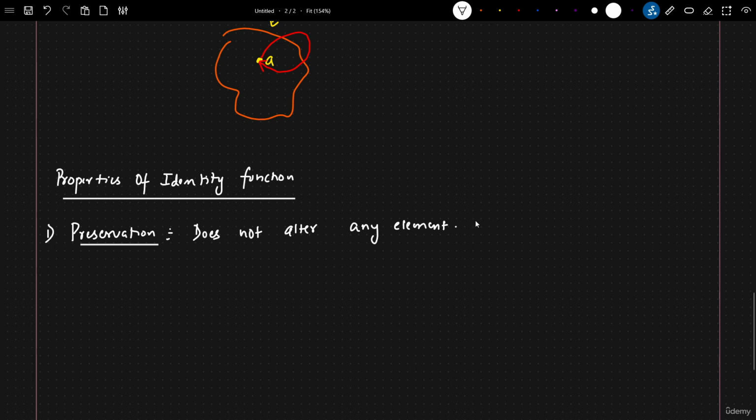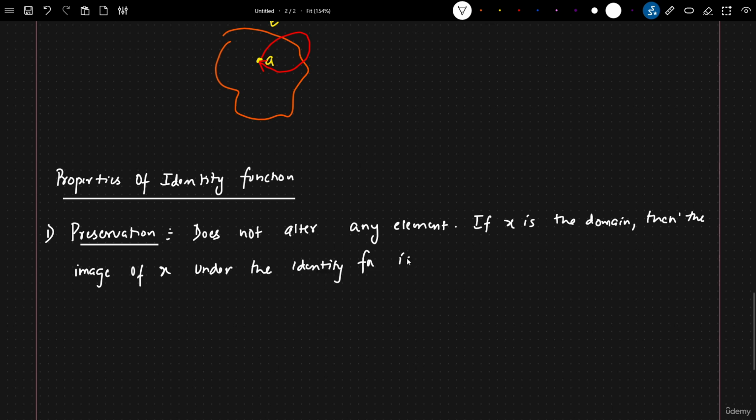Okay, so when we say that it does not alter any element, I can basically say if X is the domain, then the image of X under the identity function is X only, right? Under the identity function is X only. So this is one thing, and that is what I have actually denoted in the above diagram.